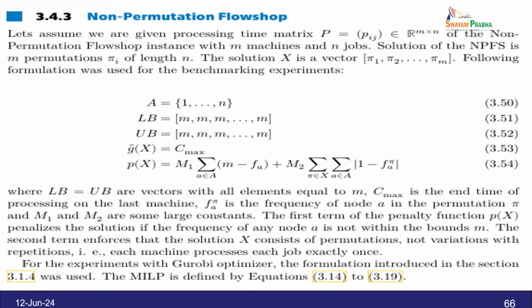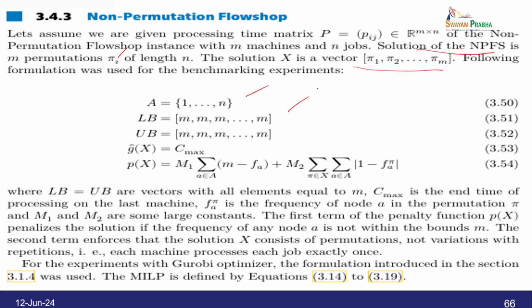Next, non-permutation flow shop. Let us assume we are given the processing time matrix B equal to b_ij belonging to R^(m×n) of the non-permutation flow shop instance with m machines and n jobs. So, the solution of NPFS is m permutations of a set A of length n. The solution x is a vector pi_1, pi_2, up to pi_m. The following formulation was used for the benchmarking experiment.